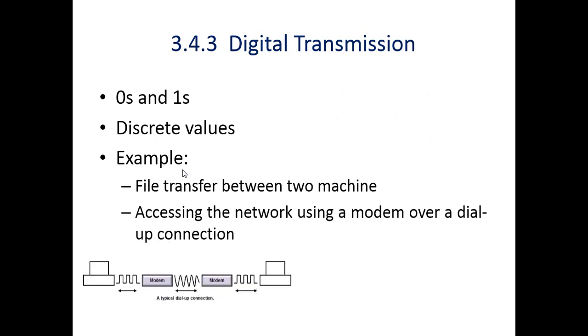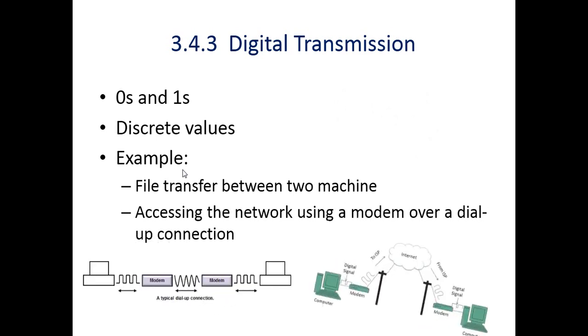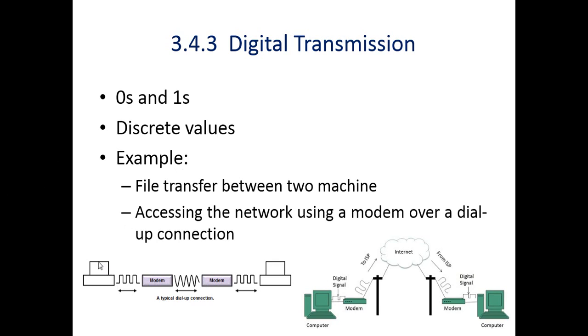Another example is accessing the network using a modem over a dial-up connection. Make sure the modem is an analog device. Suppose this is the computer system at the sender side, and this one is the computer system at the receiver side. Whatever data is transferred from the sender computer to the receiver computer is stored as digital data. When the sender sends data in digital form, the modem, an analog device, converts the digital data into analog signaling and transfers it to the receiver. Again there is a modem at the receiver side which converts the analog data into digital data and stores it at the receiver side.